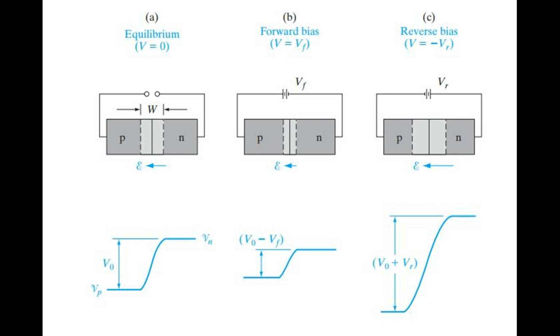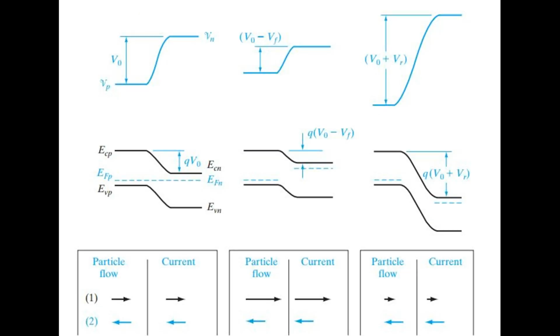The separation of the energy bands is a direct function of the electrostatic potential barrier at the junction. The height of the electron energy barrier is simply the electronic charge q times the height of the electrostatic potential barrier. Thus the bands are separated less, q(V0 - Vf), under forward bias than at equilibrium, and more, q(V0 + Vr), under reverse bias.